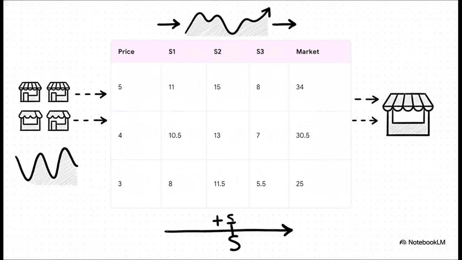But as we know, a market is rarely just one single seller. To figure out the total market supply, we simply aggregate horizontally. By adding up the individual quantities from seller 1, seller 2, and seller 3, at each exact price point, we get the total market supply per week. For instance, at a price of 5, seller 1 provides 11 units, seller 2 provides 15, and seller 3 provides 8. Add all those together, and boom, the market supply is 34. This aggregate number creates the actual supply curve for the entire market.